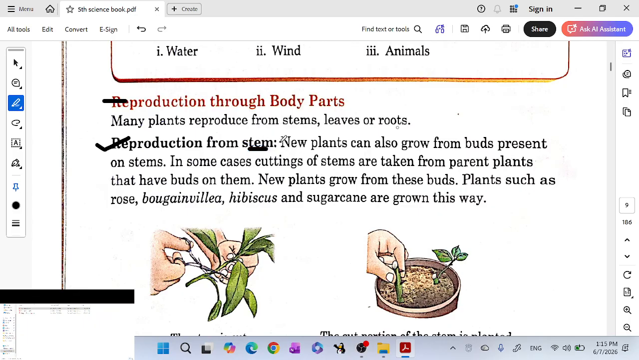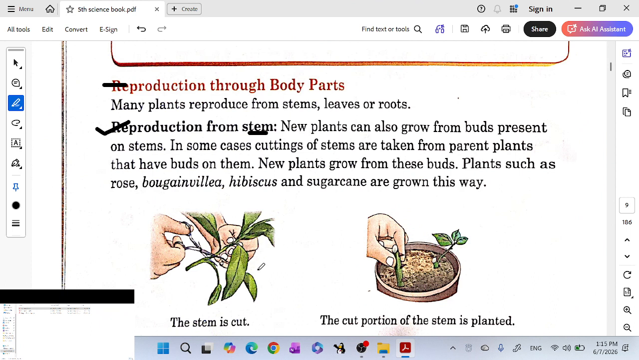Let's see. New plants can grow from buds present on the stems. In some cases, cuttings of the stem are taken from the parent plant. See in this picture, he is cutting the plant and planting the cutting in another pot. So we can reproduce plants by cutting the stem of the parent plant. New plants grow from these buds.